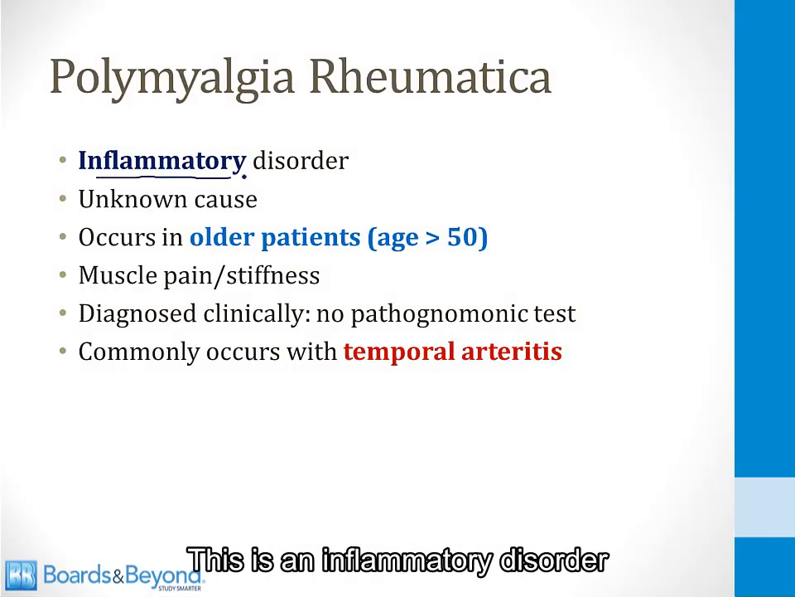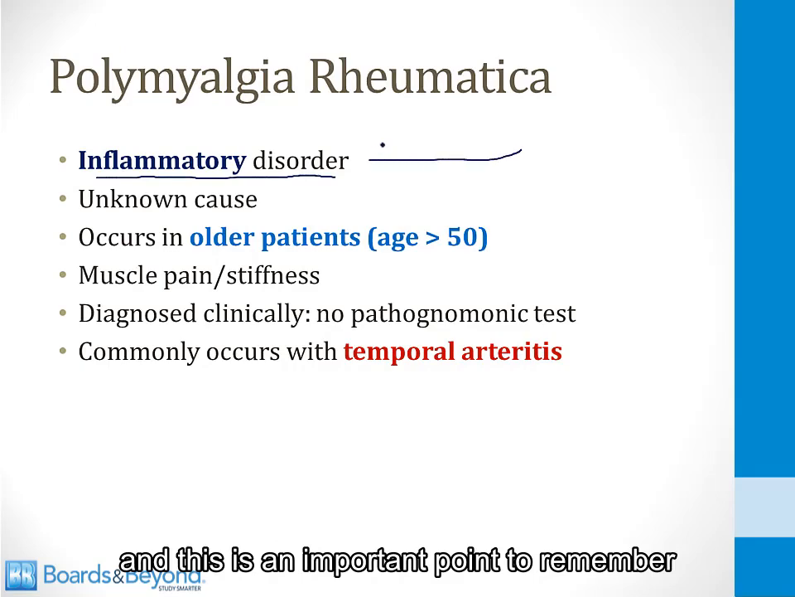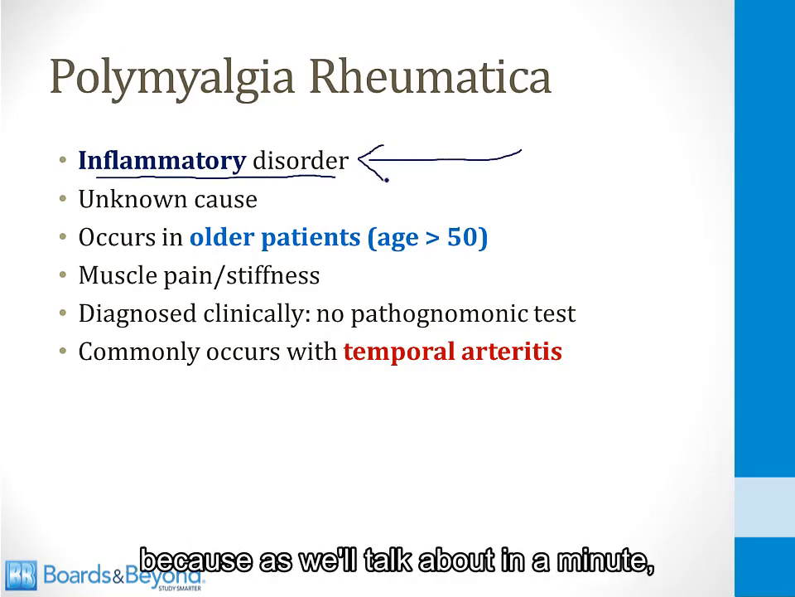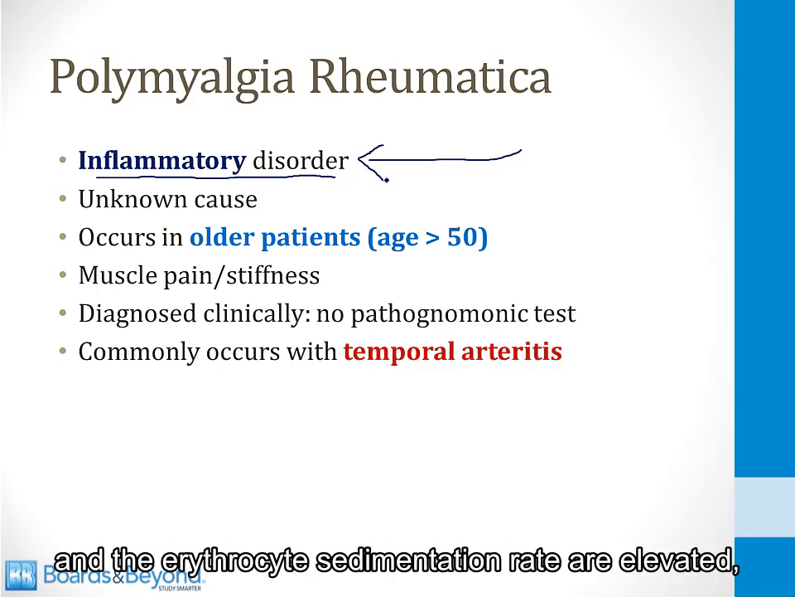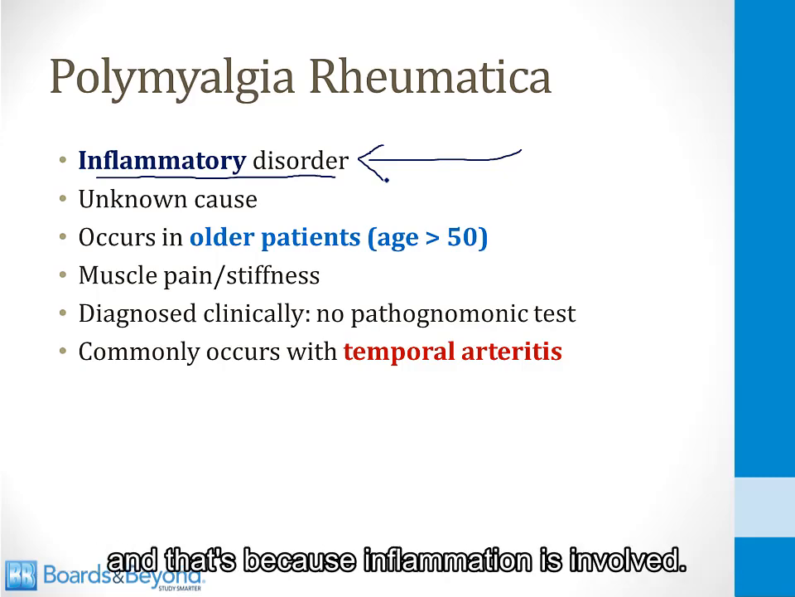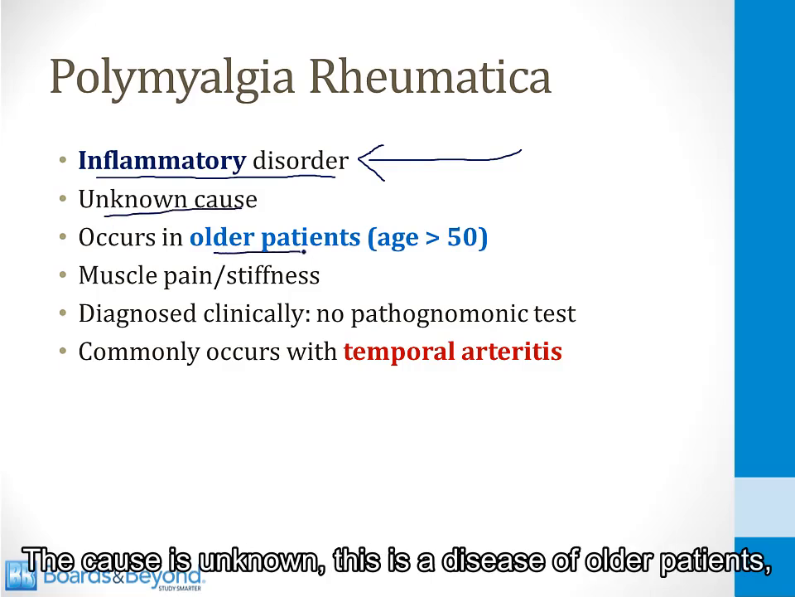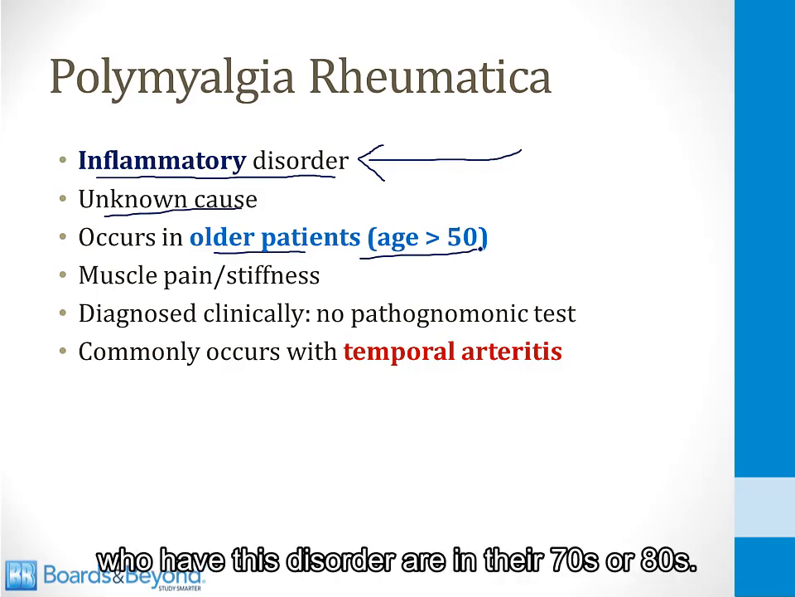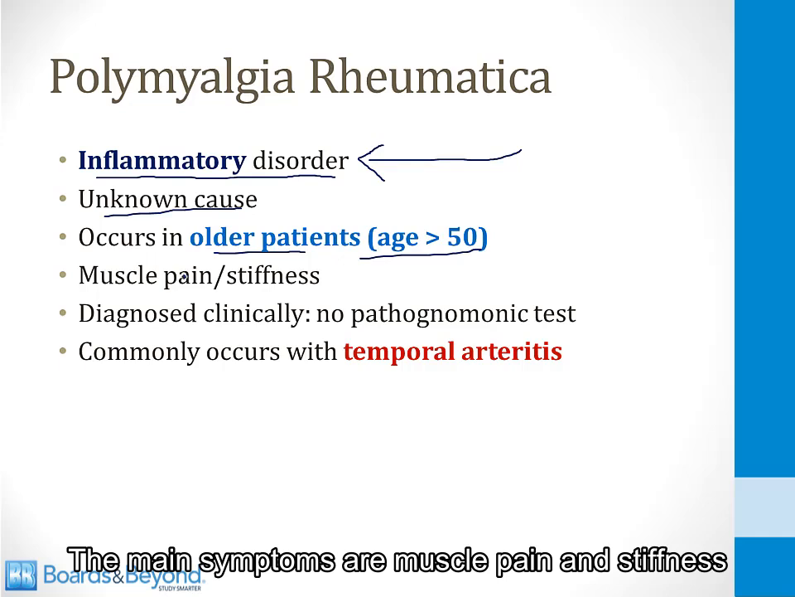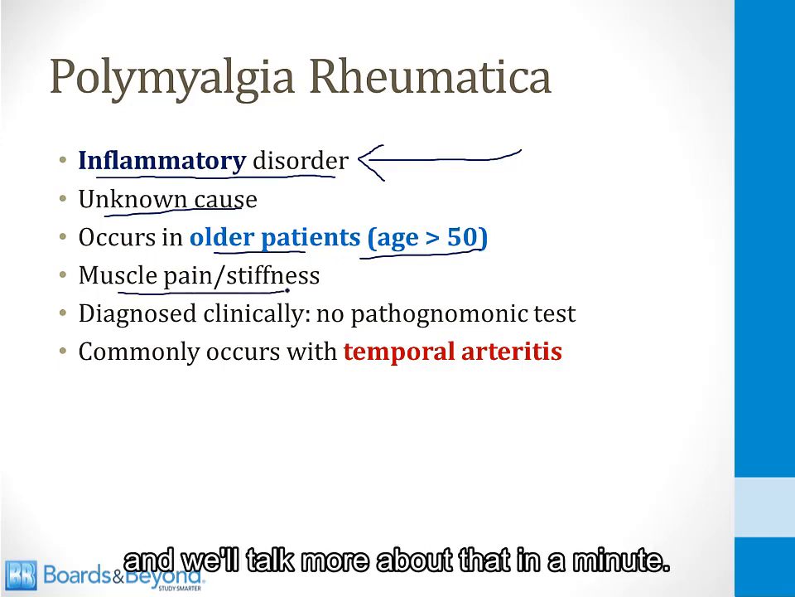This is an inflammatory disorder, and this is an important point to remember because, as we'll talk about in a minute, in this disorder, blood levels of CRP and the erythrocyte sedimentation rate are elevated, and that's because inflammation is involved. The cause is unknown. This is a disease of older patients. The typical age is over 50, and many patients I treat who have this disorder are in their 70s or 80s. The main symptoms are muscle pain and stiffness, and we'll talk more about that in a minute.